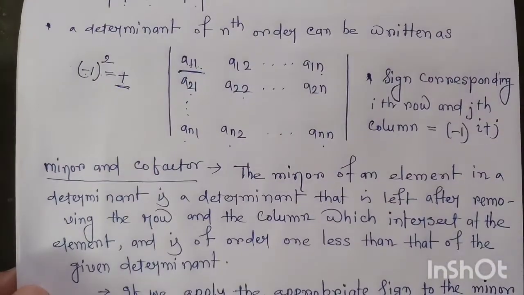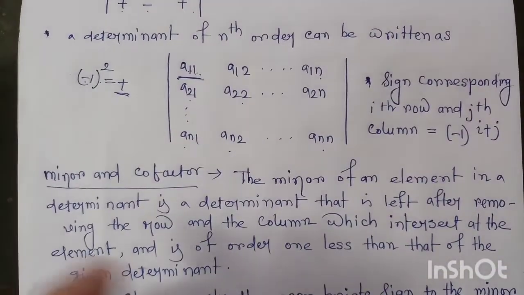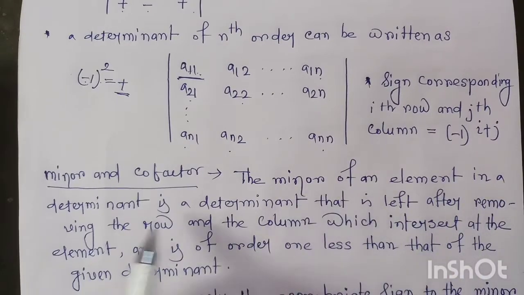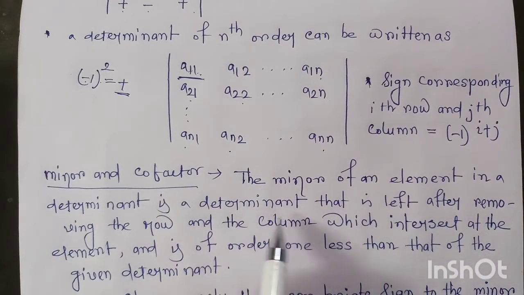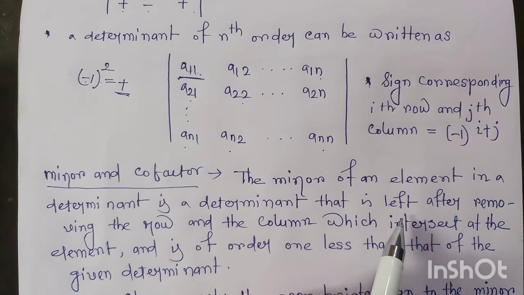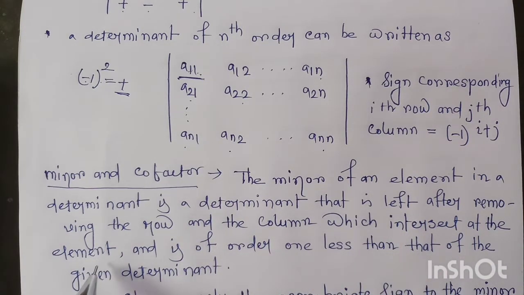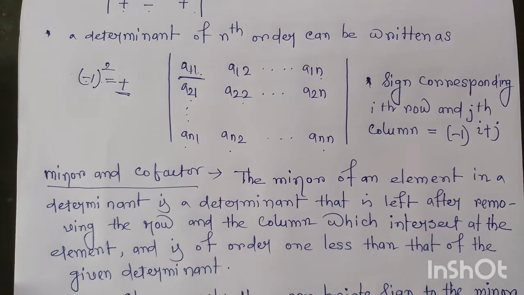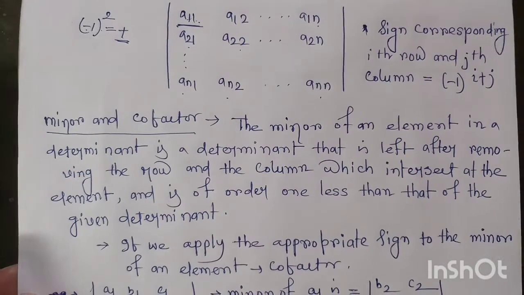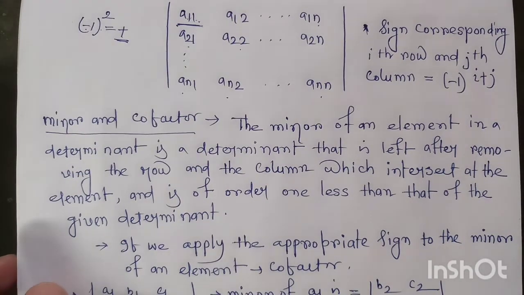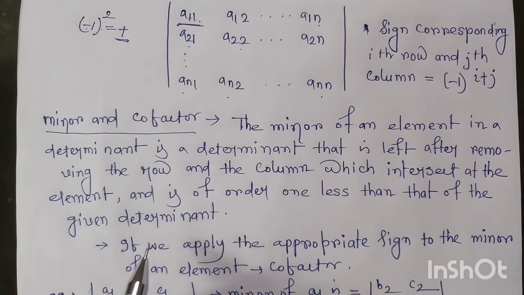Okay. Now see what is minor. The minor of an element in a determinant is a determinant that is left after removing the row and column which intersect at the element, and is of order 1 less than that of the given determinant. If we apply the appropriate sign to the minor of an element, we will get a cofactor.